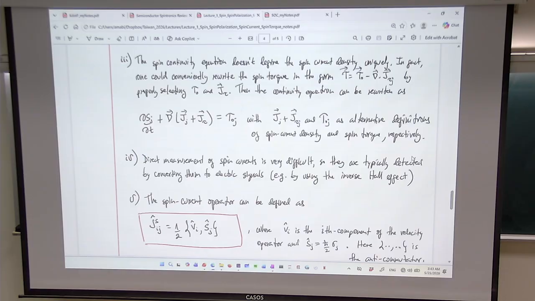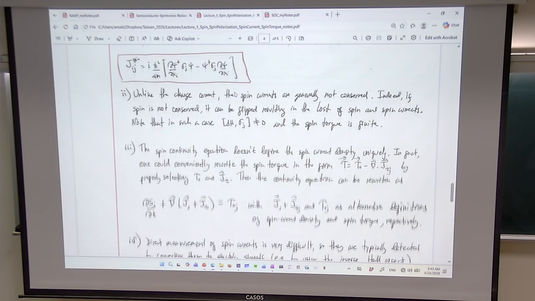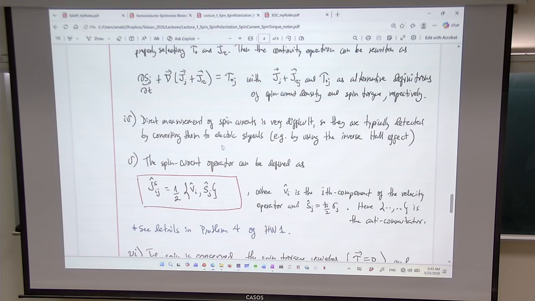Now you can use this expression here, and try to rewrite this as an expectation value and show that the spin current operator is actually given by this expression here. So one half the anti-commutator of velocity and spin, which is very appealing because, well, for the case of the charge, it will be the same. But you will have, instead of velocity and spin, you will have velocity and charge.